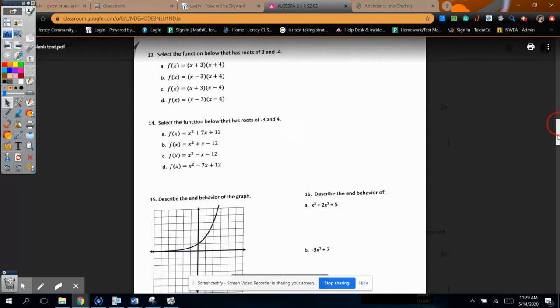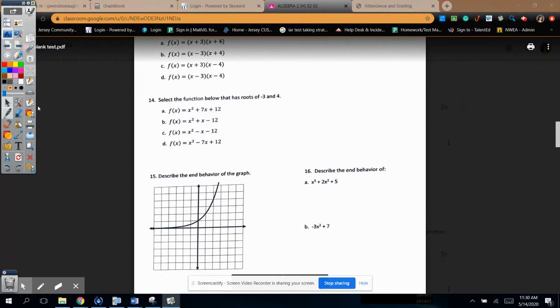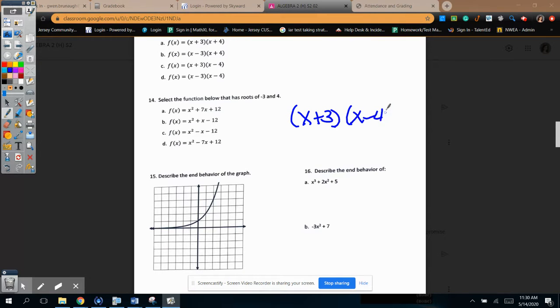This one says, what if the roots were -3 and +4? Then the factors would be x plus 3 and x minus 4, but they don't give me the factored form. They're giving me standard form, so you would double distribute. X squared minus 4x plus 3x is minus x. And what? Minus 12? So we're looking at C.